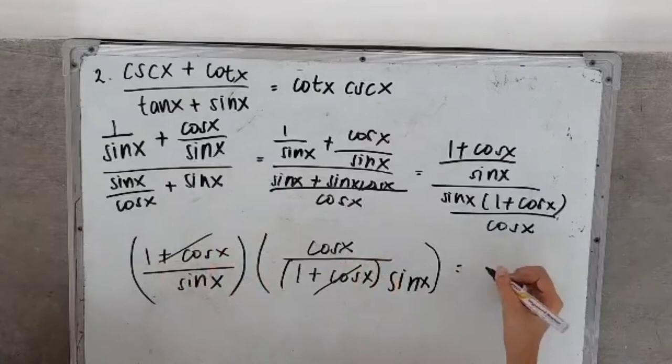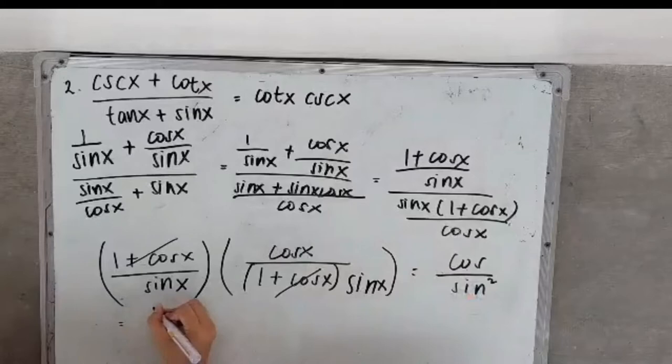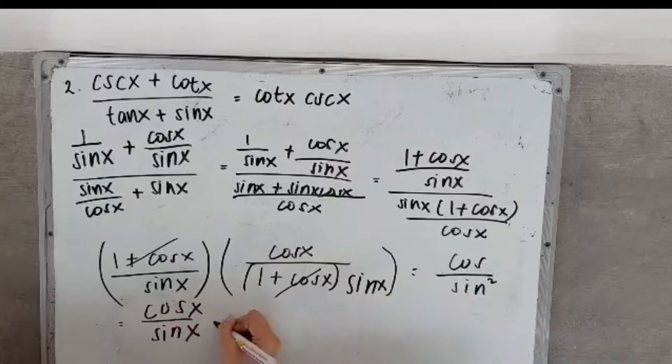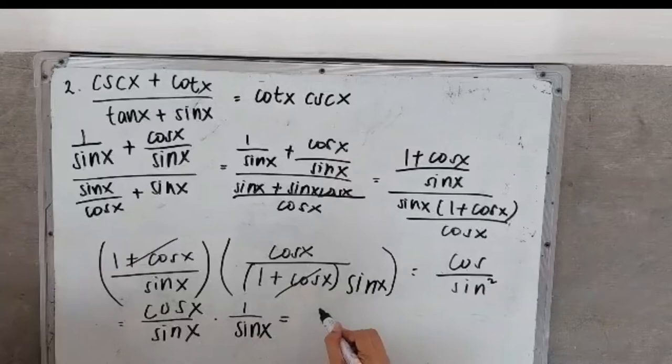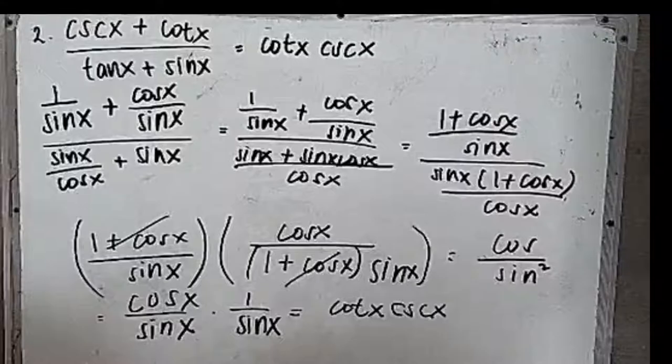Cosine x over sine squared x will remain, and we break sine squared x into 2. Cosine x over sine x and 1 over sine x. The reciprocal identity of 1 over sine x is cosecant x, and the ratio identity of cosine x over sine x is cotangent x. Now we prove that cosecant x plus cotangent x over tangent x plus sine x is equal to cotangent x cosecant x.